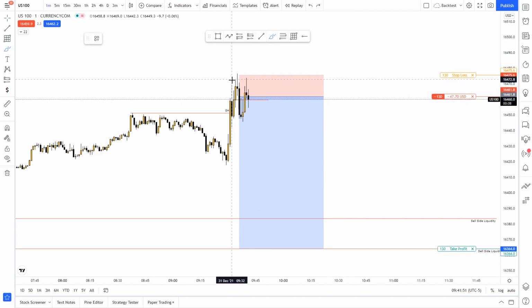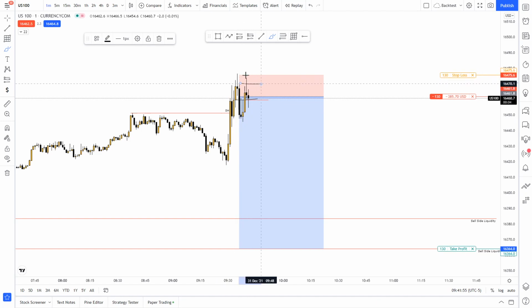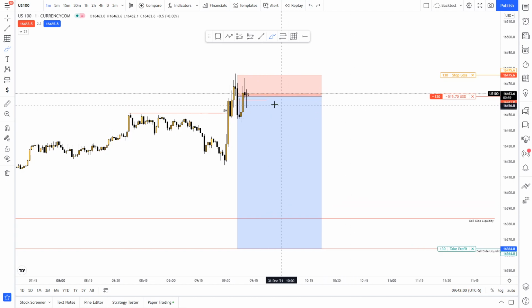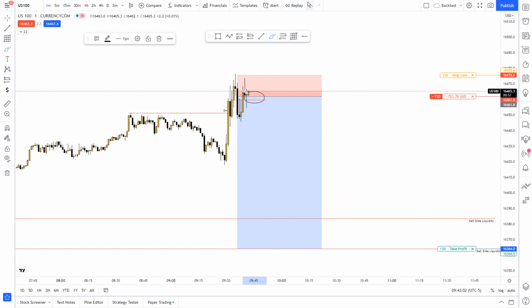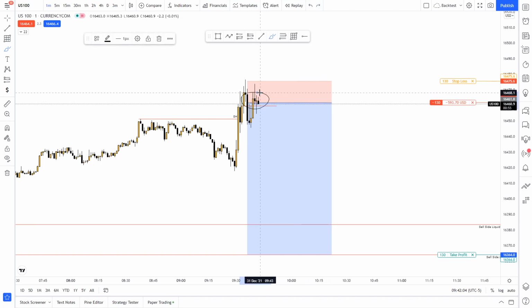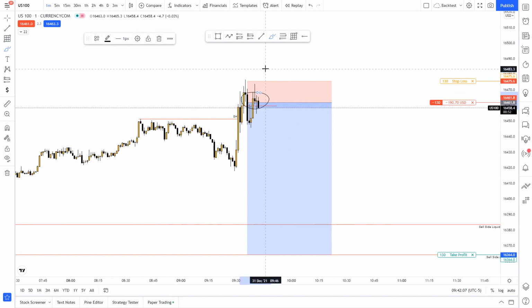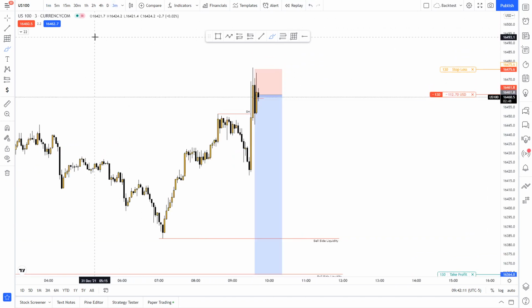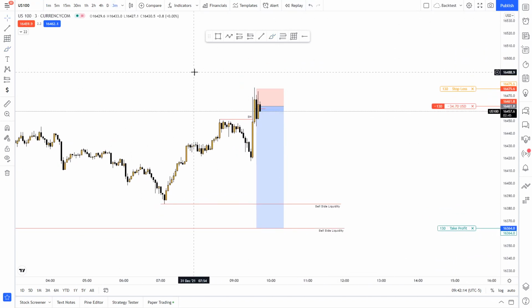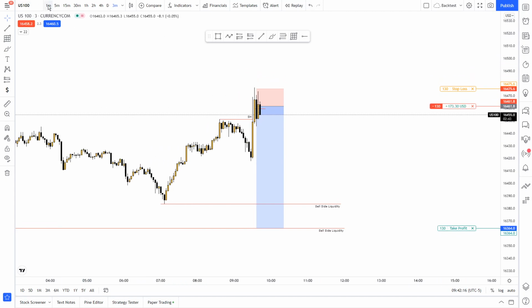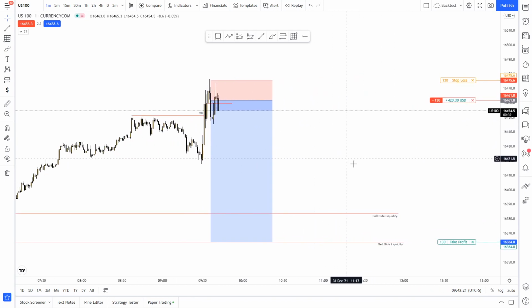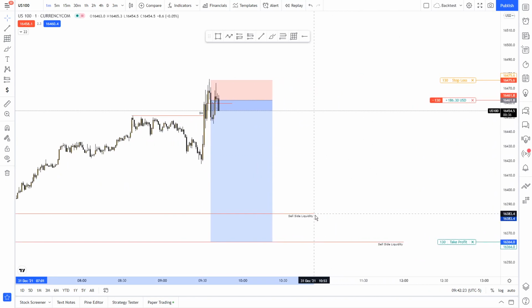So currently we see price has mitigated this order block and this imbalance area over here. So this didn't do what I wanted, so I'm a bit cautious right now. However, we can still see price do what I'm looking for it to do. So yeah, we just have to wait and see. My stop loss shall do all the work for me. No emotion trading. Bada boom, bada bing.